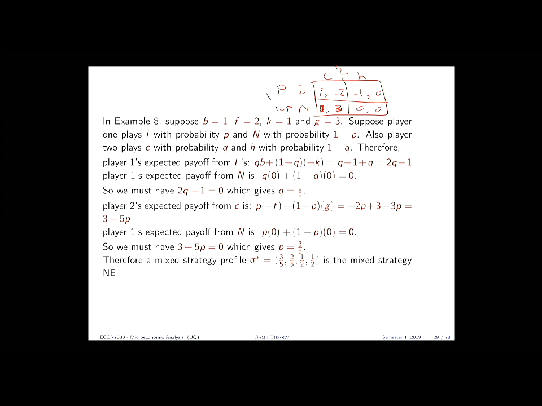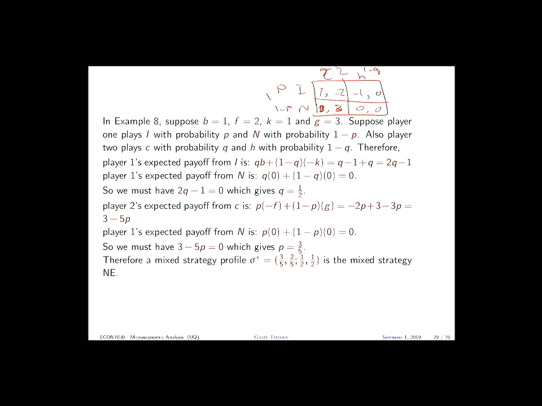I could use any other variable than P, for instance C, delta, whatever. That would be the probability for action I, and 1 minus that would be action N, because there are only 2 actions. For player 2, we usually use Q. Now I can say player 2 plays C with probability Q, and H with probability 1 minus Q. So these are my unknowns. If I can find P and Q, then I can find a mixed strategy Nash equilibrium, which is basically the probabilities that players give to each of their strategies. Now, how do I find P and Q?